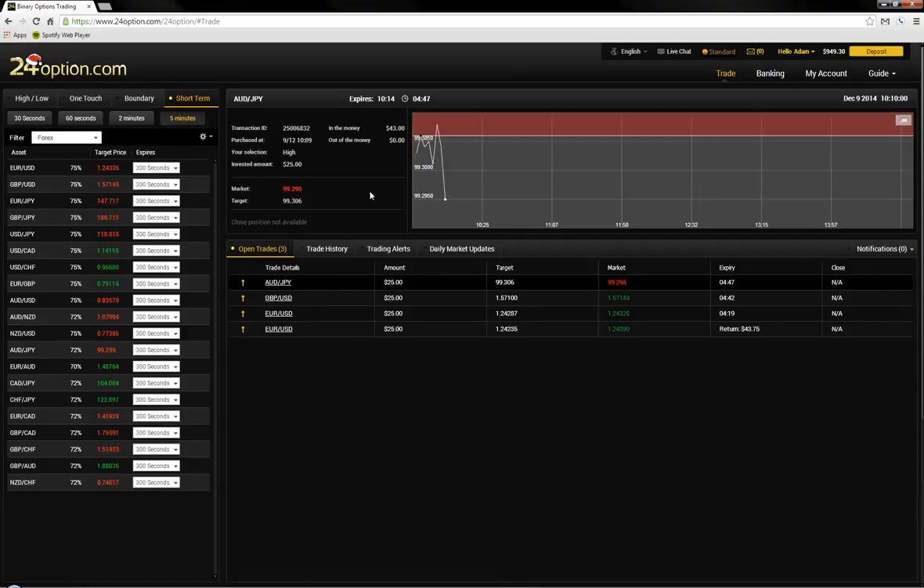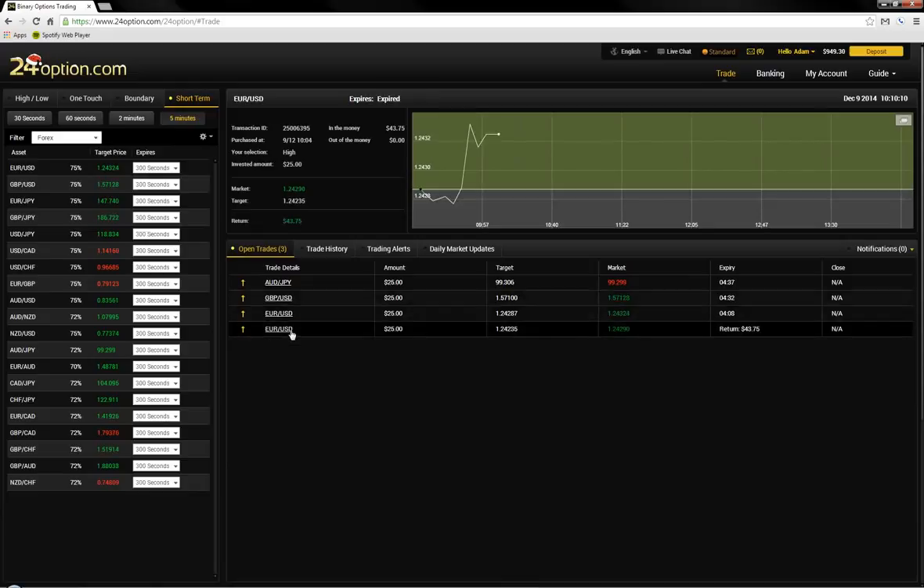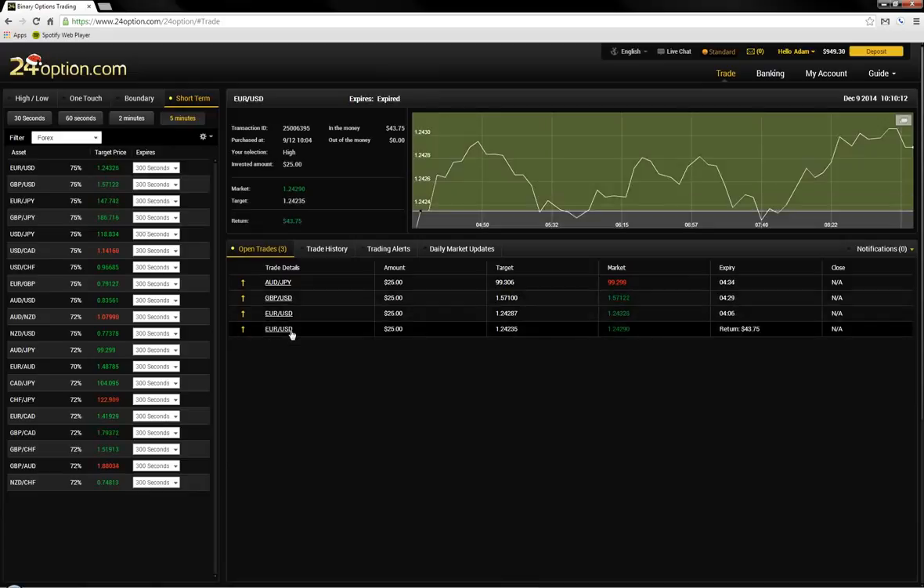Let me get a drink of coffee here real quick. Okay, now we've got numerous trades going, so let's take a look. If you click down here on your trade, the window up top updates with it. One of the things that I really liked was that 24 Options has a nice clean interface, and they were, I don't know how else to put it, a joy to work with. I mean, there were no problems with them.